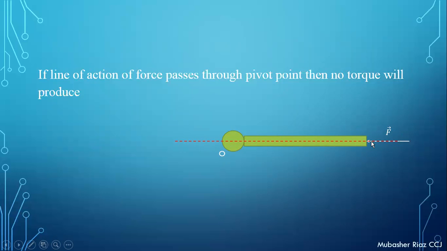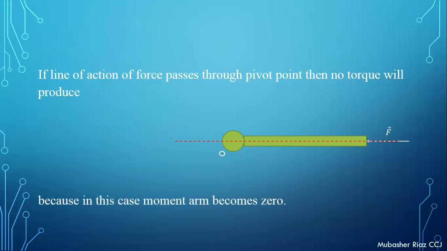So if the line of action of force, this dotted line is the line of action of force, meaning the line along which you are applying the force, is passing through the pivot point, then the turning effect will not be produced. Torque will not be produced, moment of force will not be produced, because in such a case the moment arm becomes zero, because moment arm is actually a perpendicular distance. So in this case the moment arm will become zero. So if the moment arm becomes zero, then the moment of force is also zero.